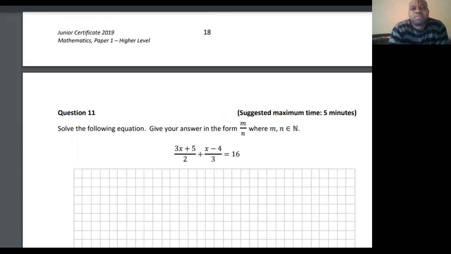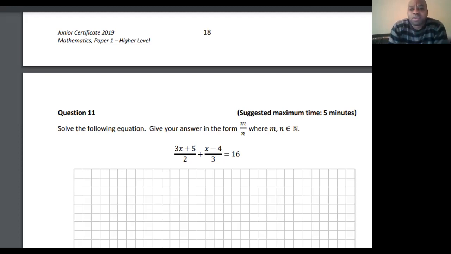This question is Junior Certificate 2019 Mathematics Paper 1 Higher Level, as you can see on the screen. But I found out that many students, even at higher level, cannot solve this kind of question, because they don't know the basics, they don't know the foundation. So that was why I decided to teach this. It is based on my experience, my encounter with so many students.